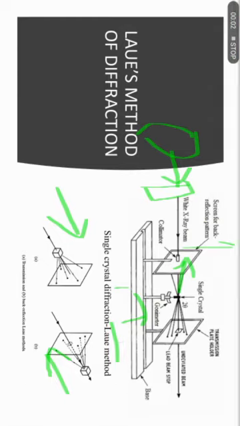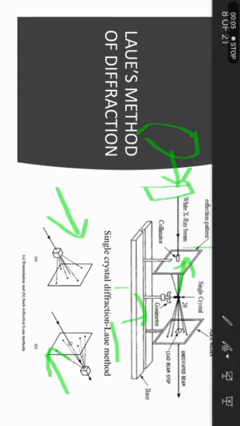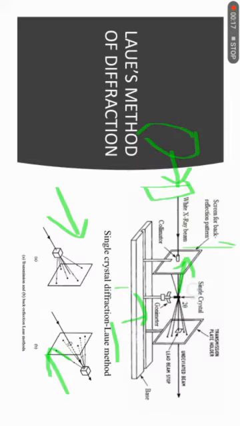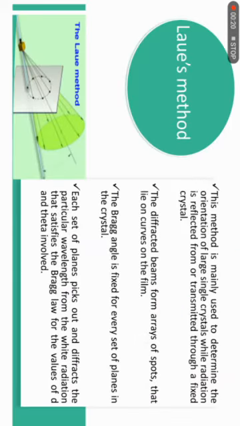Moving on, we have the Laue method. This method is mainly used to determine the orientation of a large single crystal. So we have a limitation here that we can use a single crystal only. The radiation is reflected from or transmitted through a fixed crystal, and the diffracted beam forms arrays of spots. These spots are the reason we can find out about the crystal, lying on the curve of the film.